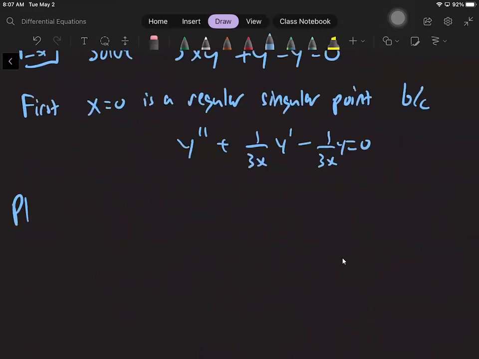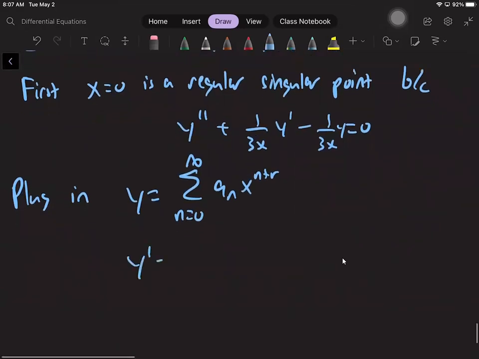Okay, so now we just plug in y equals this, the first one. So for y prime, last time we would start the series at 1, but here, actually, it's going to start at 0 again. And then the derivative is going to work the same after that. So we bring the n plus r down and then subtract 1 from the power.